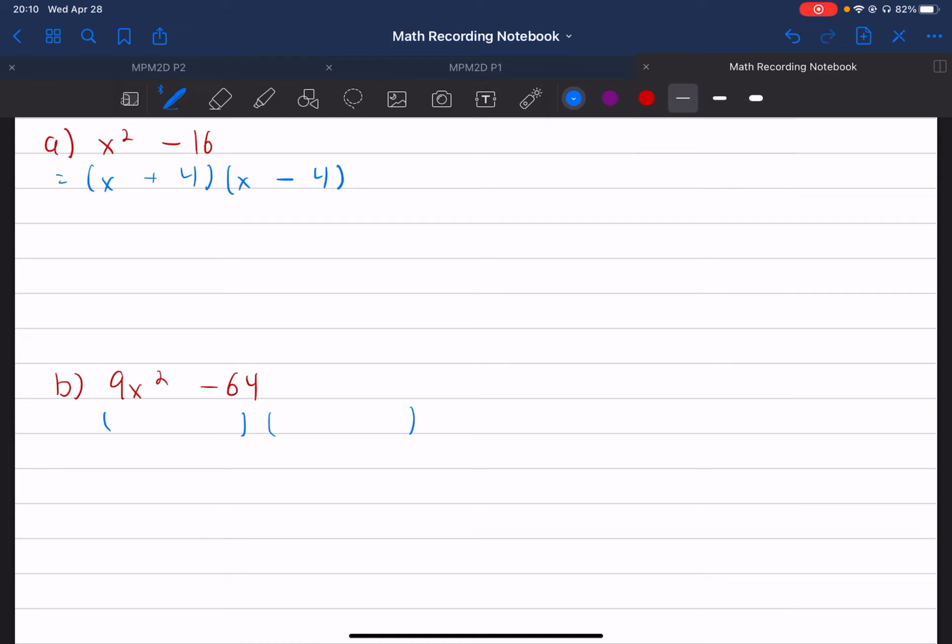If we look at the first term, 9x squared, if we were to square root that, we would get 3x. 3x times 3x gives us 9x squared. So that's going to be our first term in our bracket. And if we look at 64, if we square root that, we're going to get 8. Then one of them is going to be positive and one of them is going to be negative.